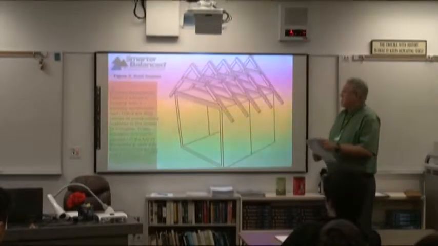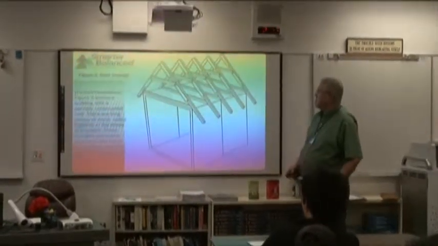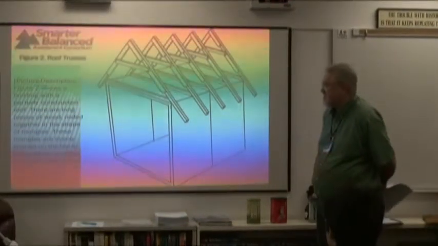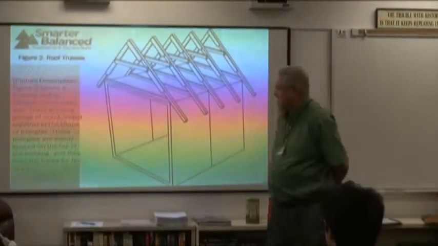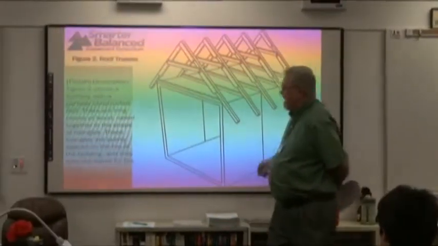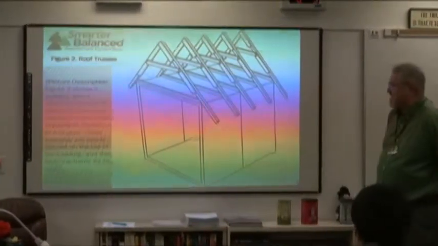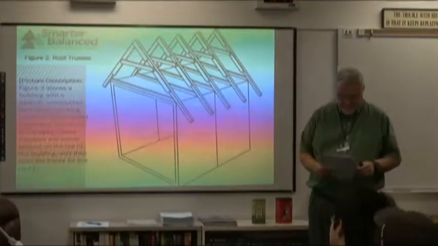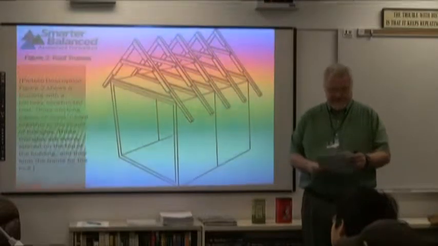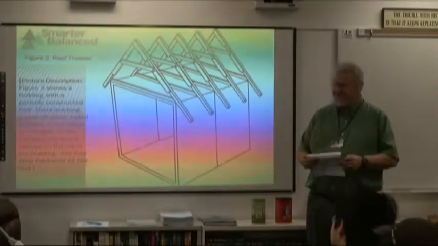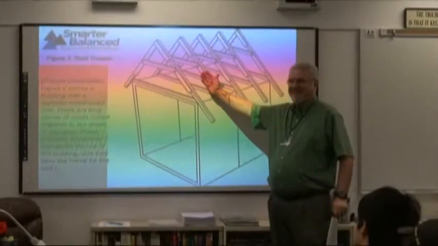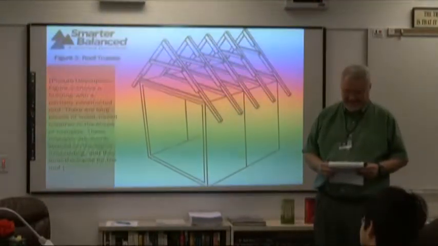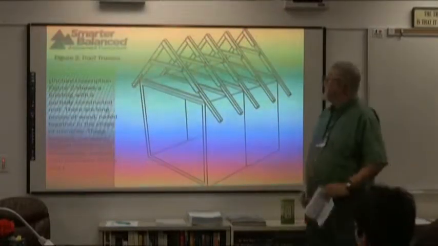This is a roof truss, figure 2. It's a building with a partially constructed roof. You can see long pieces of wood nailed together in the shape of triangles. These triangles are evenly spaced on top of the building, and they form the frame for the roof. What do you notice about the shape of the roof? Triangular, right?